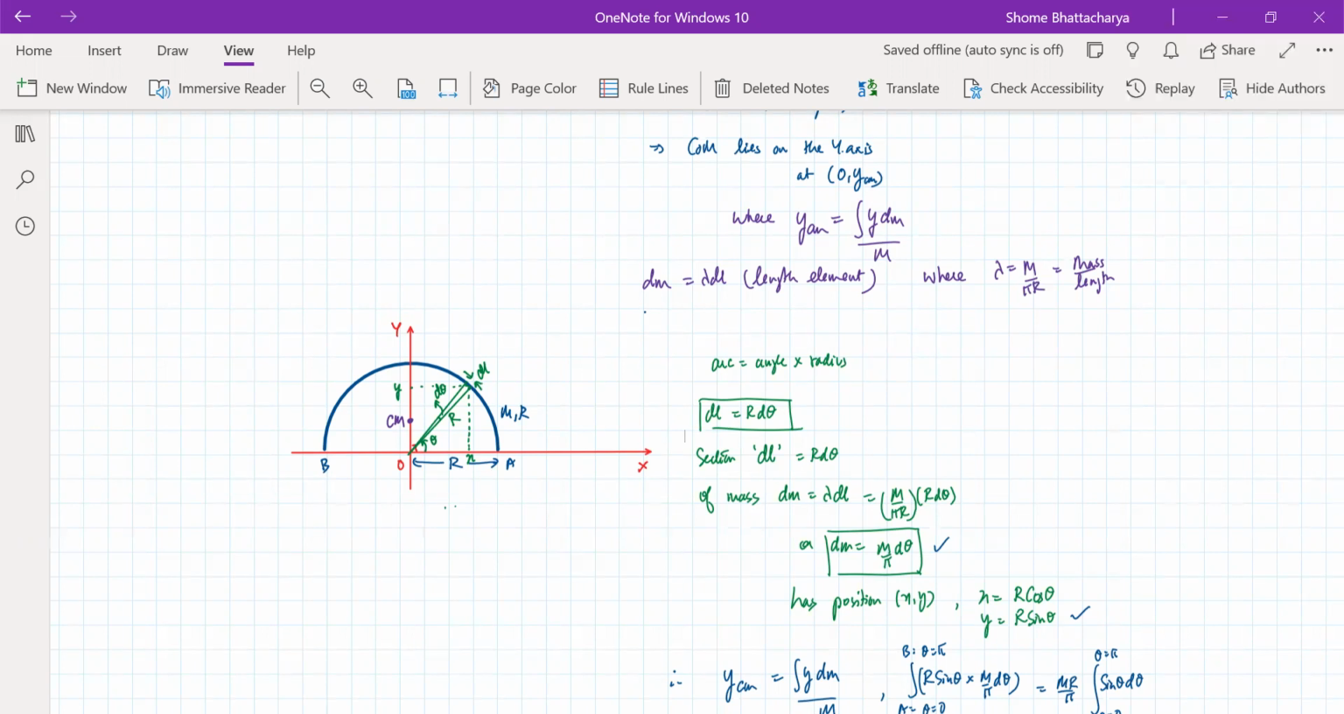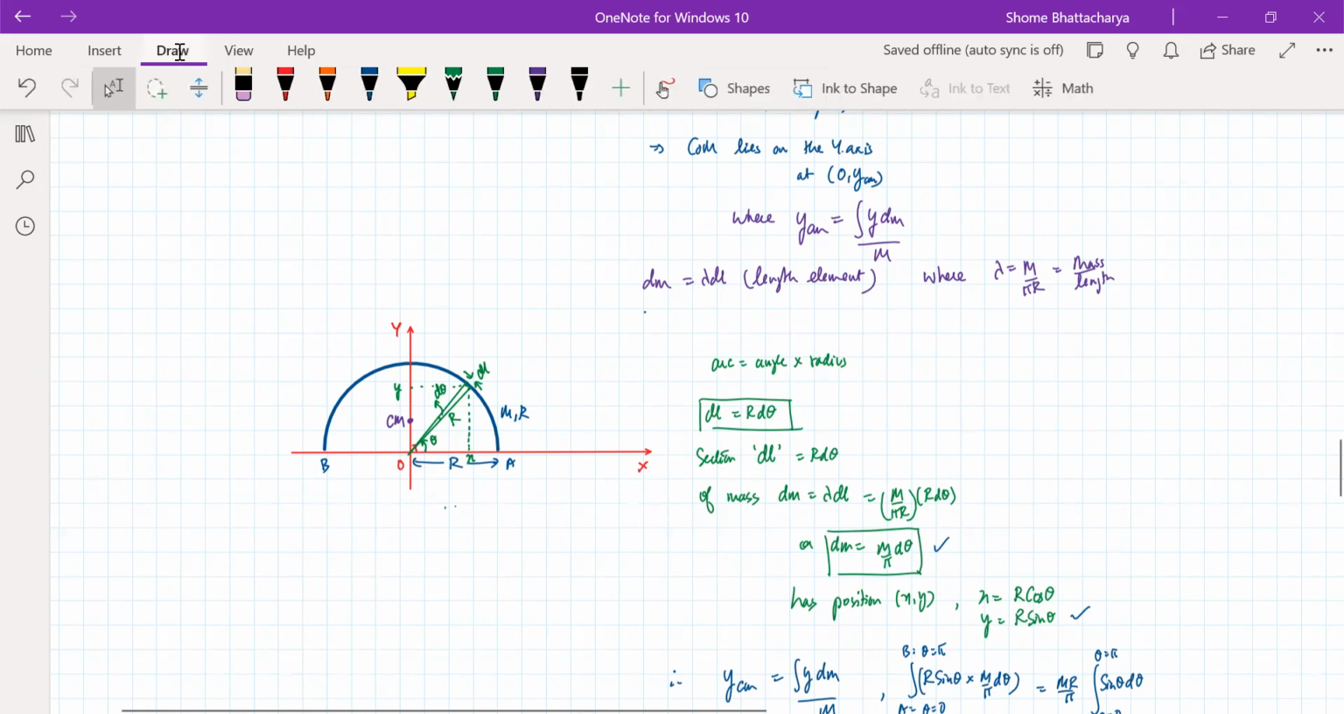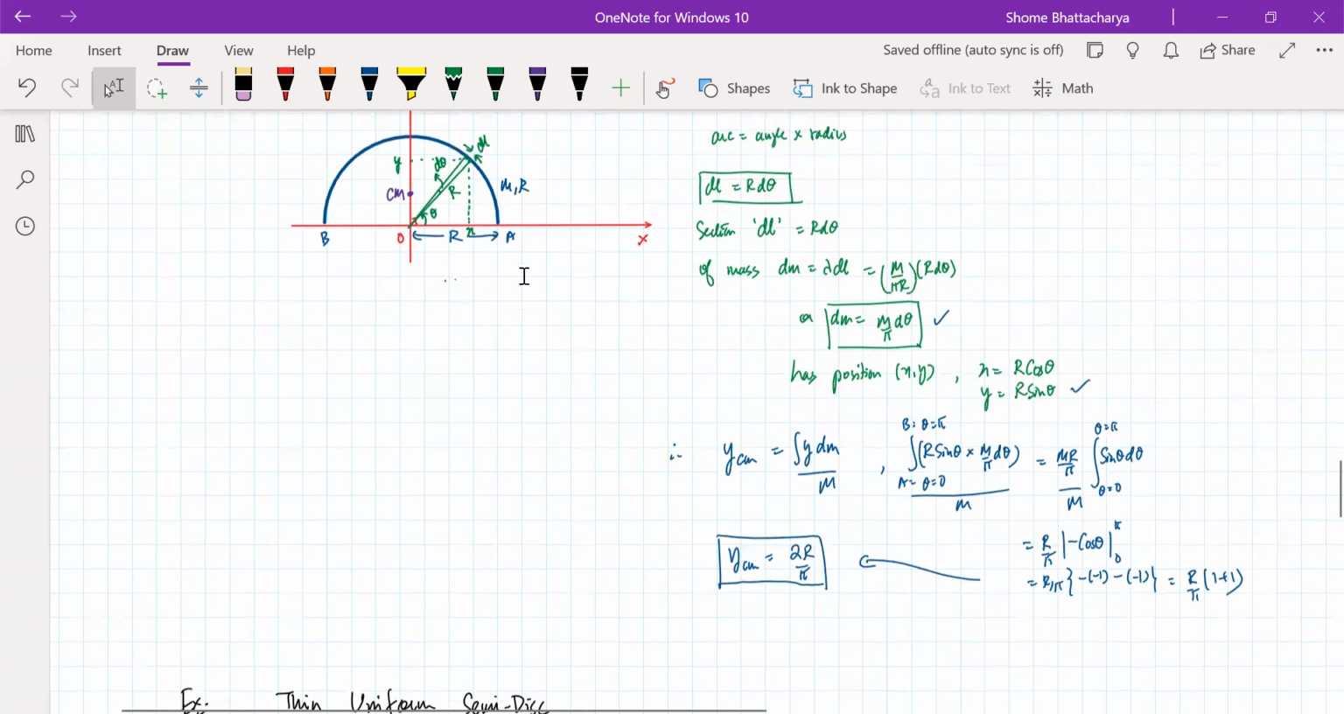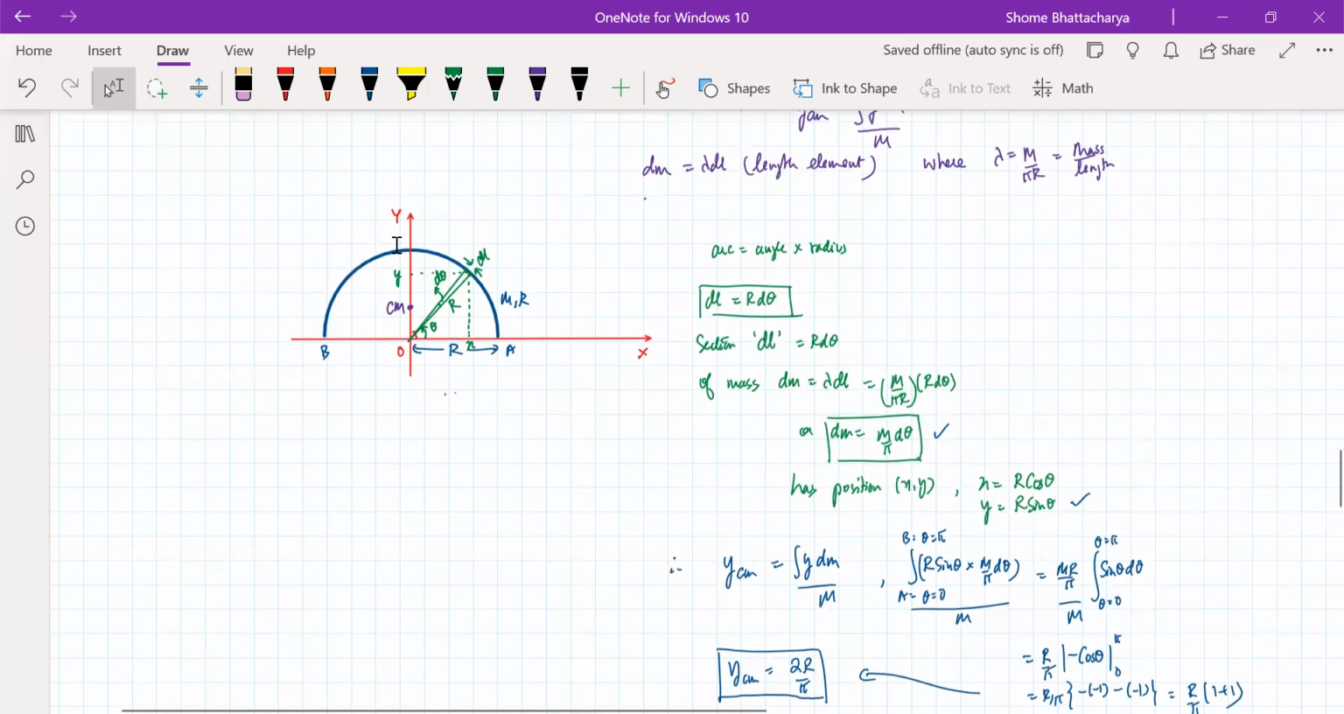Okay, so that was the trick for integrating over the surface, that was the trick for integrating over the length of a circular arc, that we replace dL with r d theta, and that dL is located at an angular position theta. Okay.